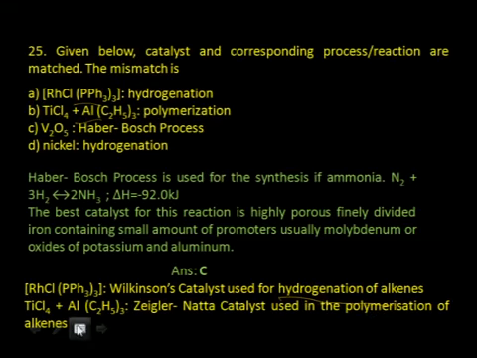And vanadium pentoxide is not used in the Haber's process, and option D, nickel is definitely used in the hydrogenation of oils. And obviously vanadium pentoxide is not used for Haber's process, for which we use only finely divided iron, and molybdenum promoter. Apart from that, oxides of potassium or aluminium also can be used as promoter, and vanadium pentoxide is not the one which is used in Haber's process, and option C becomes the mismatch in the options which are given.